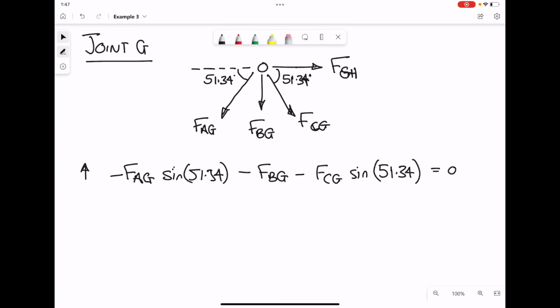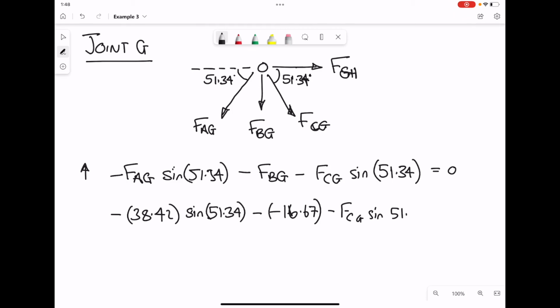Fill in the values we know. FAG 38.42, BG, careful, it's minus 16.67, so two minus signs will make a positive. Then finally minus FCG times the sine of 51.34 degrees. For equilibrium, they must add up to give you 0.